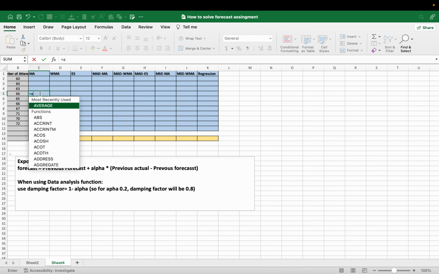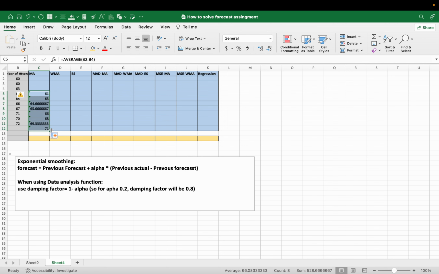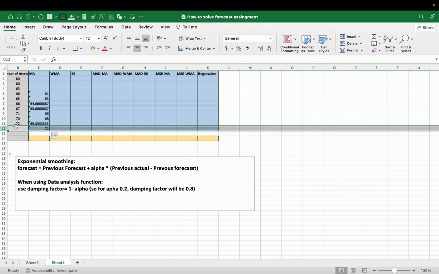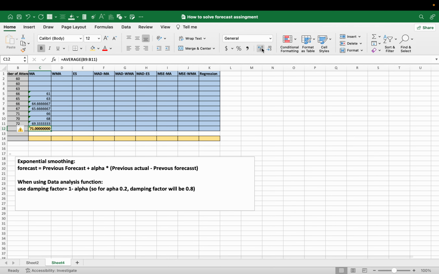I use the formula called average, and take the average of these top 3 periods, and then you can drag it down up to this point. So this is the 11th period, and that has been asked in the question, that we need a forecast for the 11th period. So this is your answer, 71. Let me highlight it and expand it to 2 decimal places. Okay, here you go.